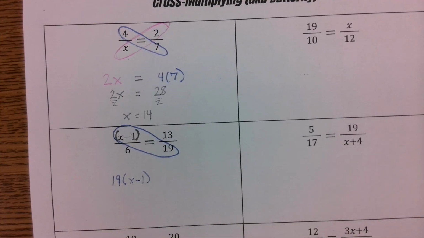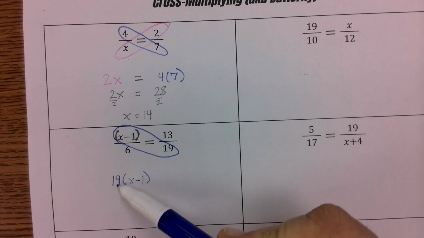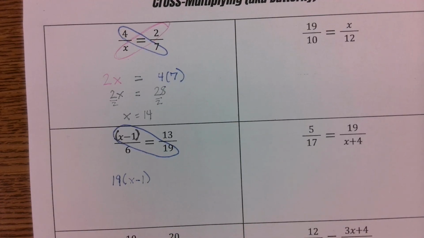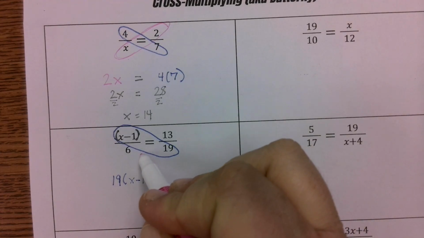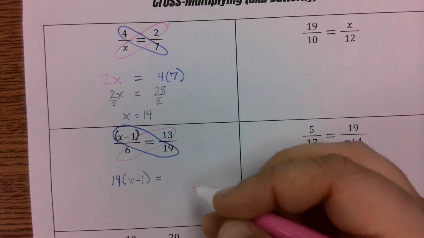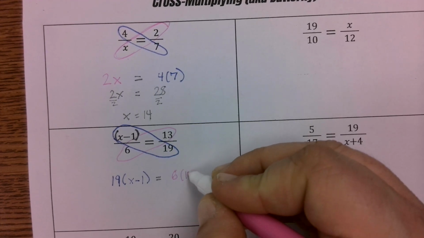Now that should look a little more familiar. We put the parentheses there because this number in the front, since there's more than one value, is going to need to be distributed. Okay? That's going to be equal to our other wing, or our other part of the cross, of 6 times 13. Okay? So is equal to 6 times 13.